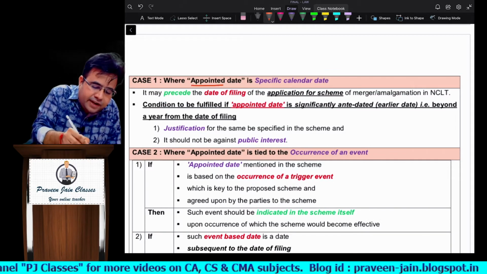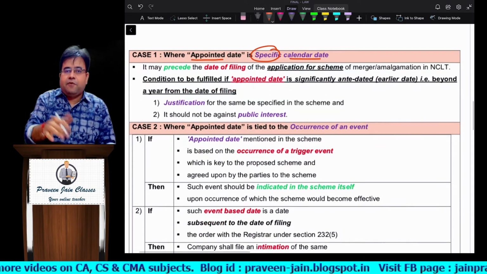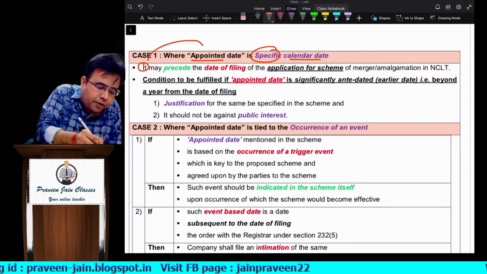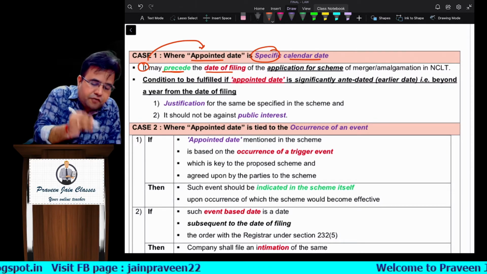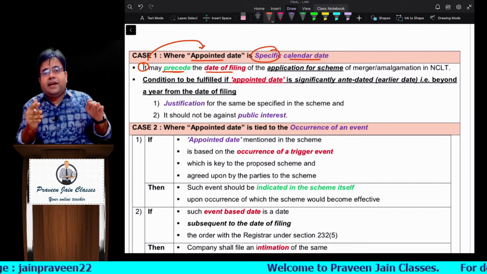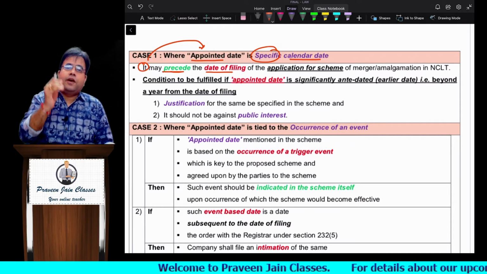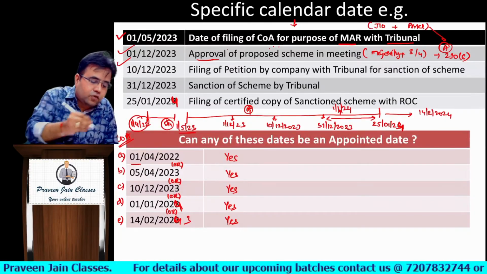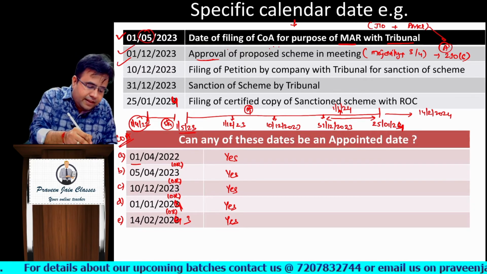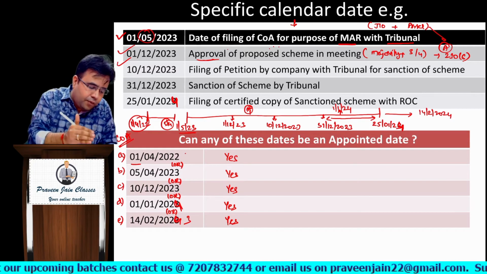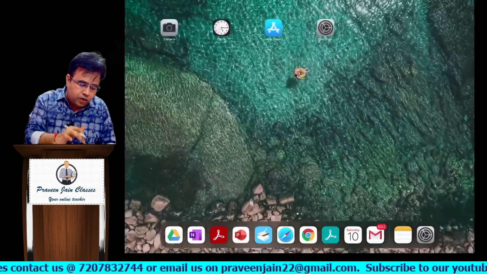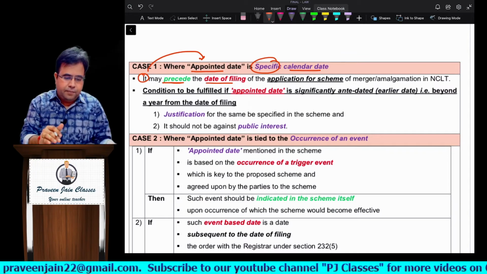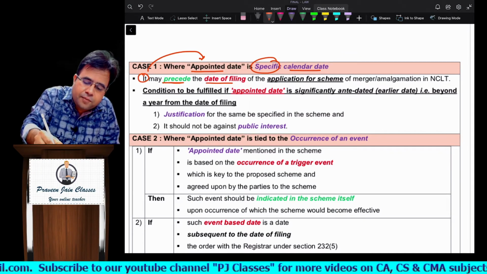Where the appointed date is a specific calendar date. In our example that was the case. So now what they are saying sir, appointed date मतलब क्या sir, appointed date may precede the date of filing. तो इसका मतलब your appointed date can be an earlier date of your date of filing also sir. So here in my example date of filing was what sir, 1/5/2023. But my appointed date, can I say in one case it was 1/4/22, in one case it was 5/4/23 sir. So both are allowed. But let's see more further points. So it can precede the date of filing of the application for the scheme of merger or amalgamation in MCA.